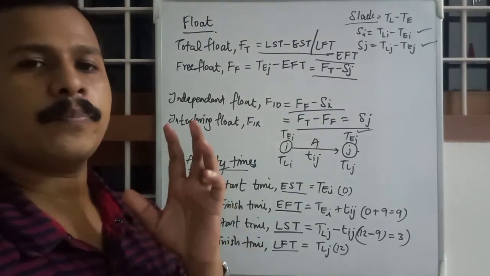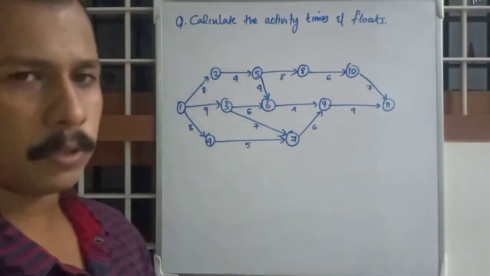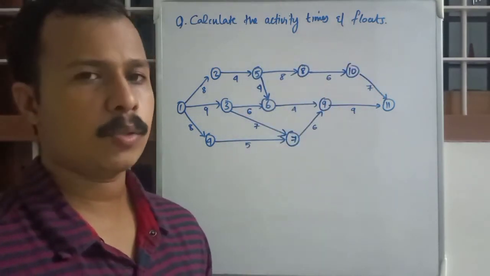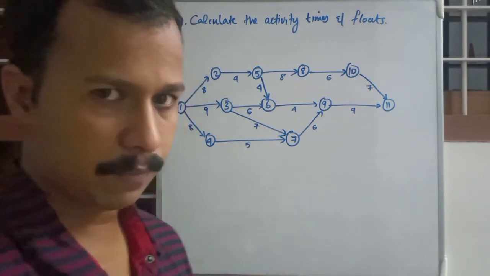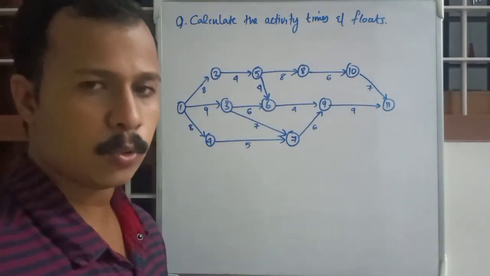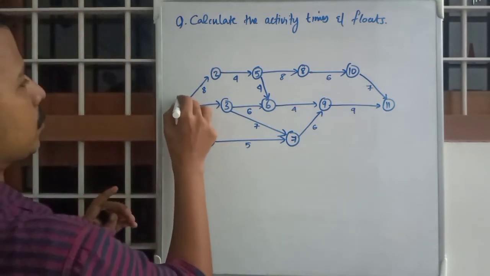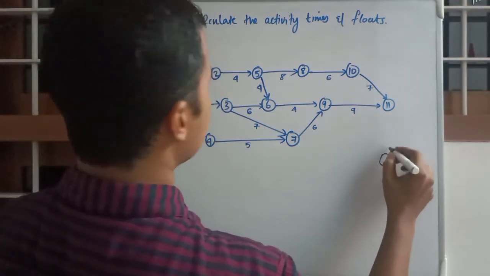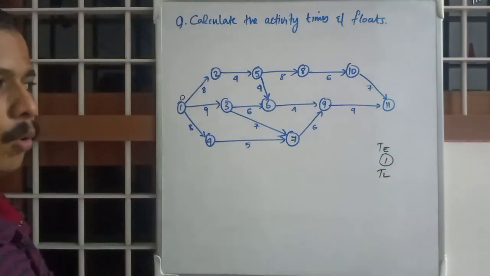Now we will move on to a problem. So this is our question. We have a network diagram and we have to calculate activity times and floats. Before calculating activity times, we need to calculate event times, obviously, TE and TL of each of these events till 11. So we'll do it like we just did last time. We will start from 0, and this is the event. TE will be written at the top and TL will be written at the bottom.